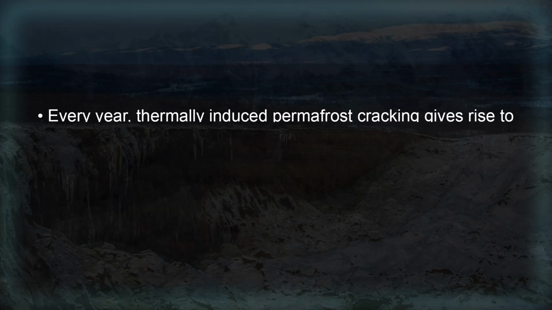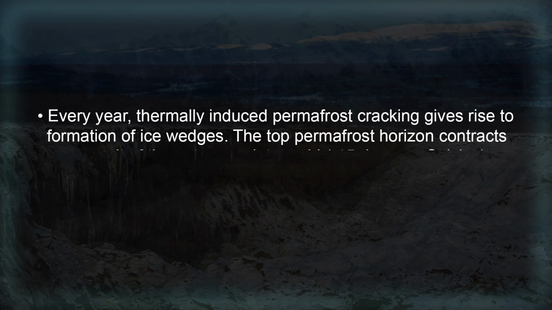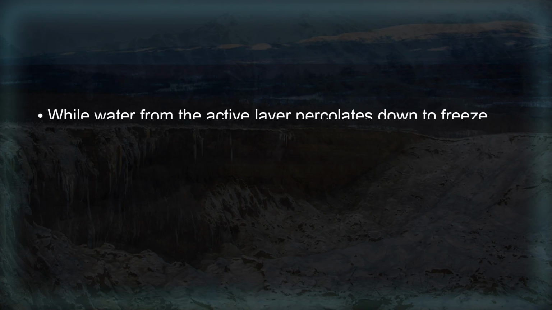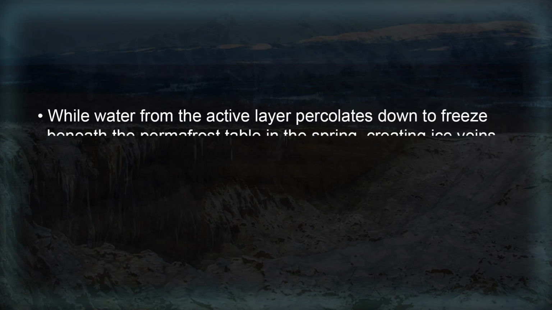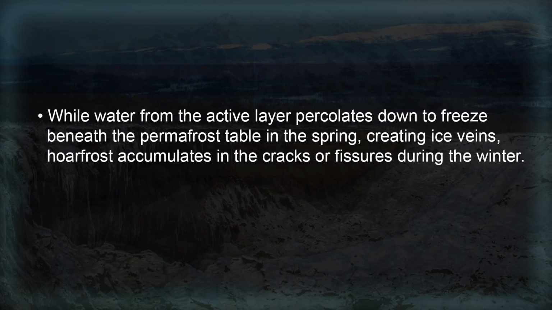Every year, thermally induced permafrost cracking gives rise to the formation of ice wedges. The top permafrost horizon contracts as a result of the extreme winter cold below -15 degrees Celsius, forming minute fissures, while water from the active layer percolates down to freeze beneath the permafrost table in spring, creating ice veins. Hoarfrost accumulates in the cracks or fissures during the winter.